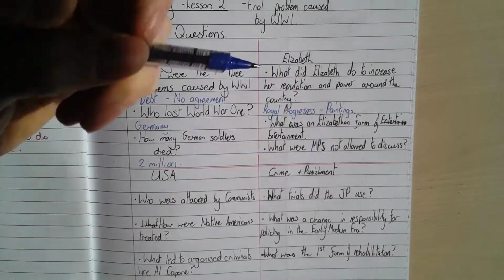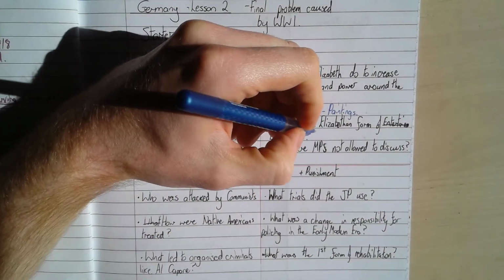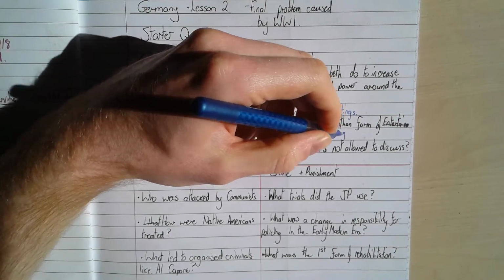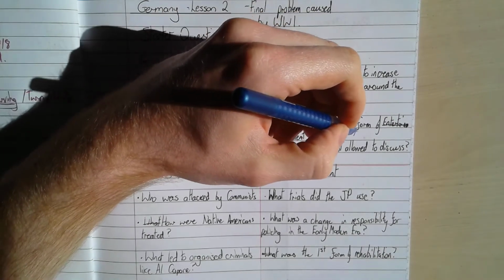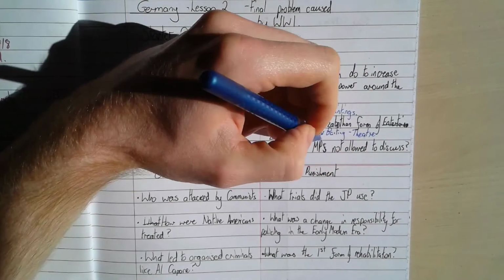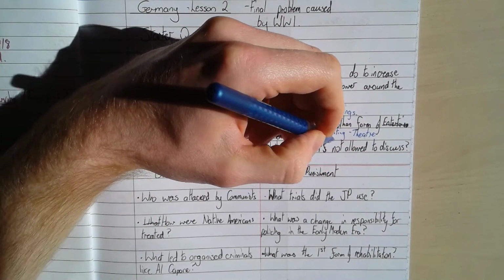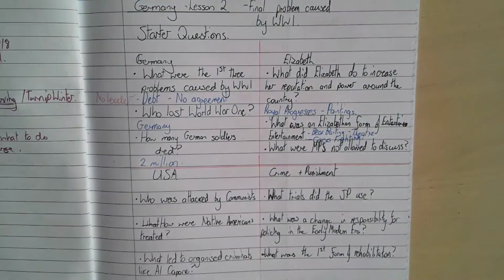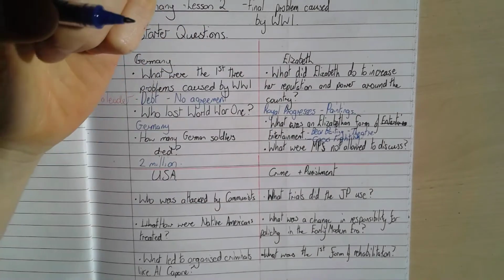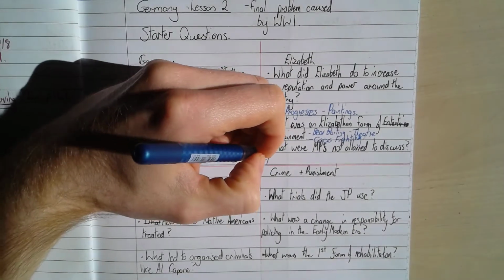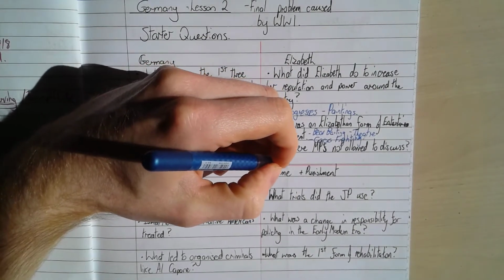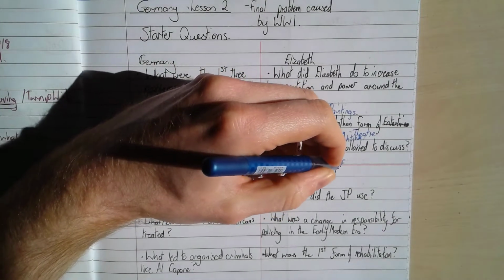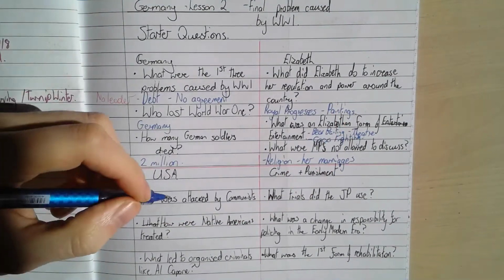So what was an Elizabethan form of entertainment? You could talk about bear baiting. This is where bears fought. You could talk about theatre. Talk about cockfighting here. That means cocks, the chicken, nothing else. What were MPs not allowed to discuss? MPs were not allowed to discuss religion or her marriage, or her potential marriages, because she never got married.